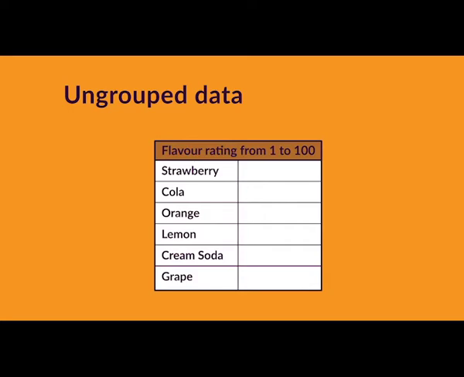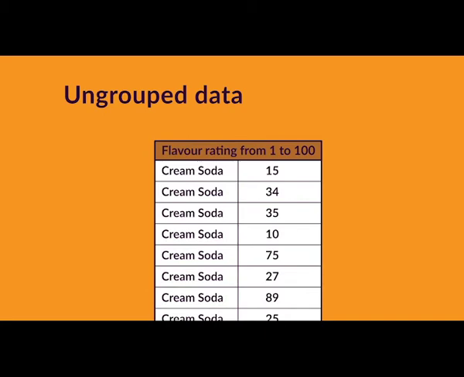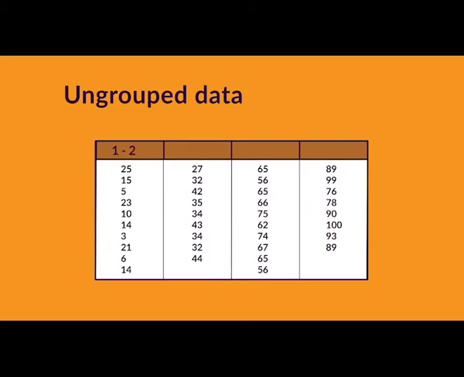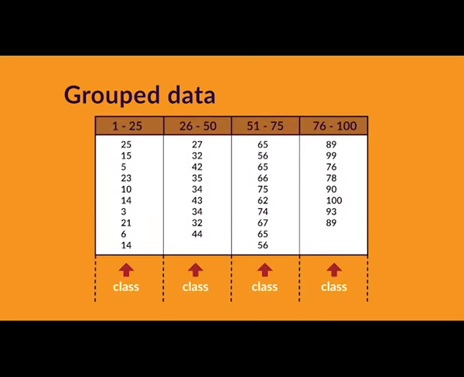To get a feel for whether a flavour is popular, unpopular, or somewhere in between, we would need to group the data points together into categories. If she'd asked a number of people to rate cream soda between 1 and 100, and then grouped the results into those who rated a flavour from 1 to 25, 26 to 50, 51 to 75, and 76 to 100, we would then call this data grouped data. The categories 1 to 25, 26 to 50, 51 to 75, and 76 to 100 are called classes.